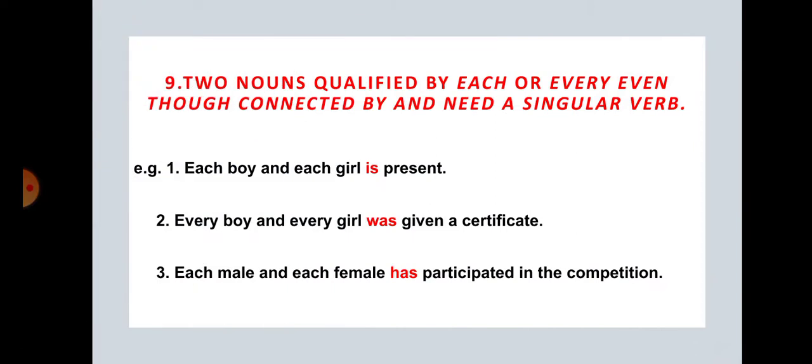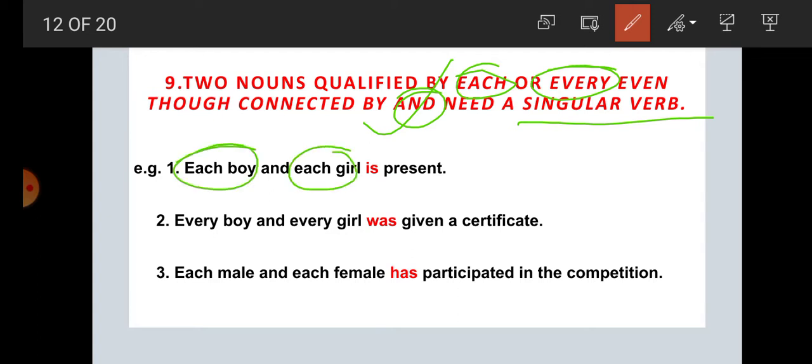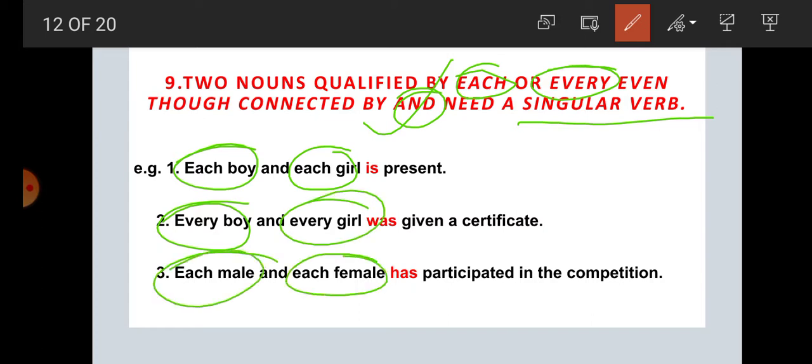Now students, rule number 9. Two nouns qualified by each, every, even though connected by and, need a singular verb. Student, the rule is very simple here: if two nouns are qualified by each or every and are connected by and, they need a singular verb. For example, each boy, each girl, every boy, every girl, each male, each female.